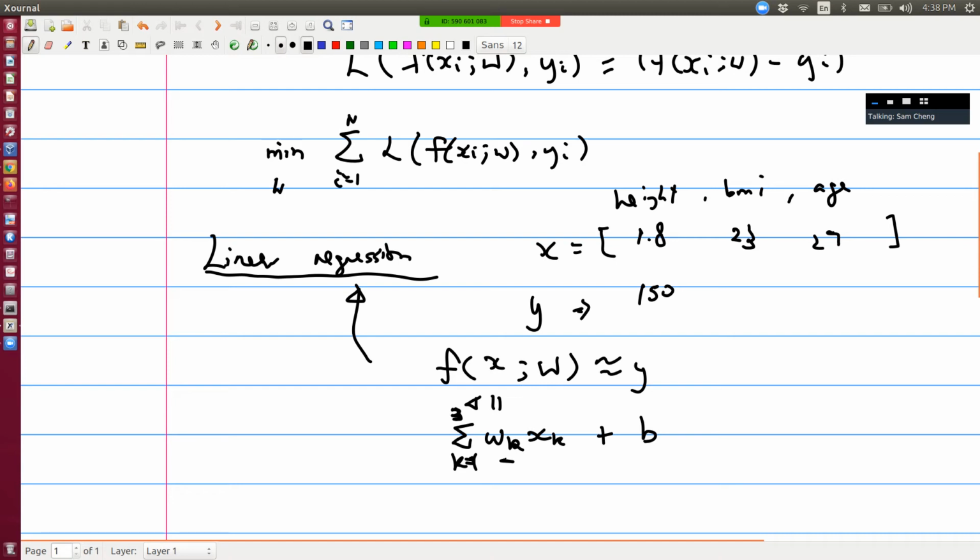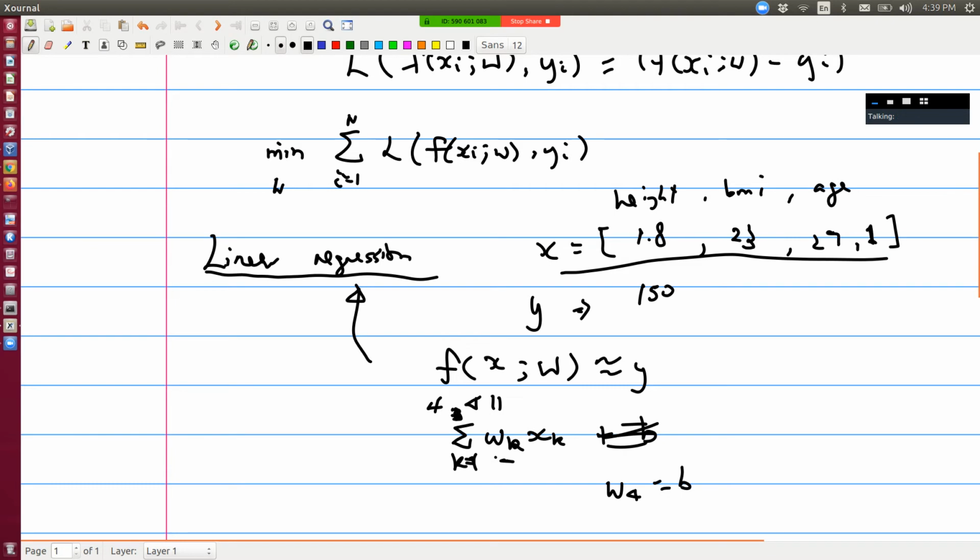So what we can do is extend this feature vector with height, BMI and age, but we also add a dummy constant here. Without loss of generality, I can just add 1 here. So now, instead of 3 features, I have 4 features, and the weight goes from w1 to w3 up to w1 to w4. Essentially, w4 here is just equal to b.